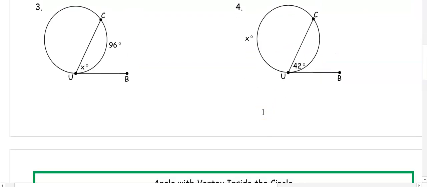In number 3, we have the arc is 96. To get our angle, we're going to take half of 96 degrees. So our angle would be 48.